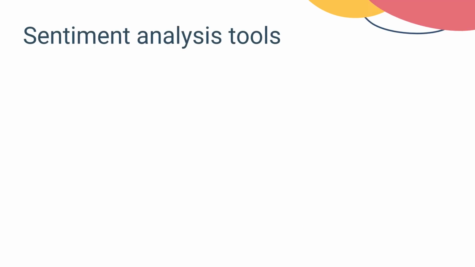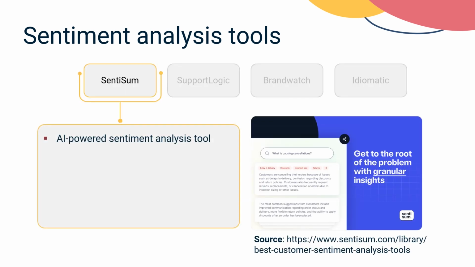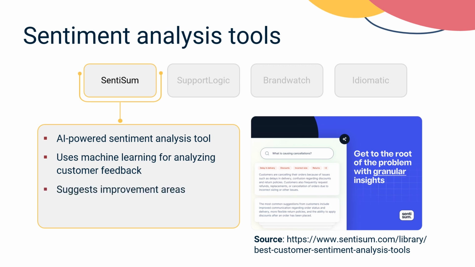Organizations are implementing generative AI in their customer support services through sentiment analysis tools such as SentiSum, Support Logic, BrandWatch, and Idiomatic. These tools help in analyzing customer sentiments in customer support services. Let's review each of them. SentiSum is an AI-powered sentiment analysis tool. It uses machine learning to analyze customer feedback across the support system and survey interactions to provide detailed insights into the customer sentiments. This can help the support team know the areas for improvement and challenges.